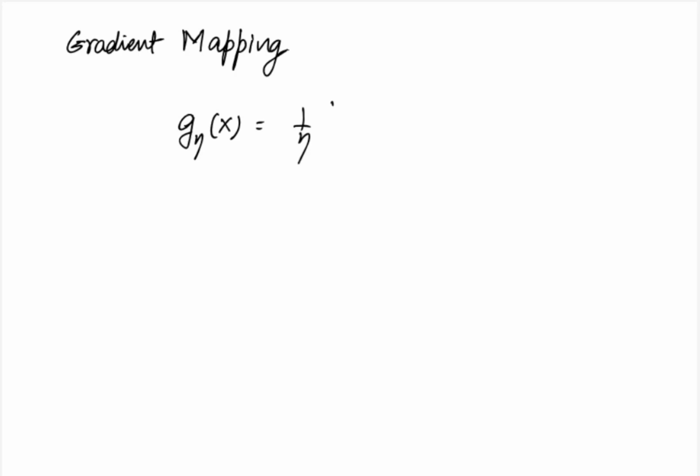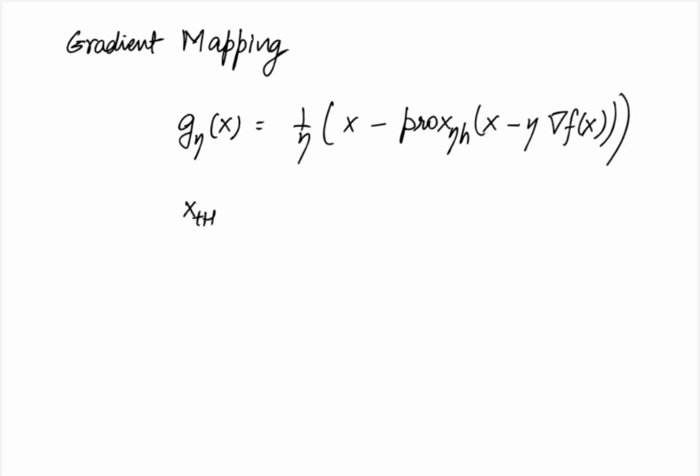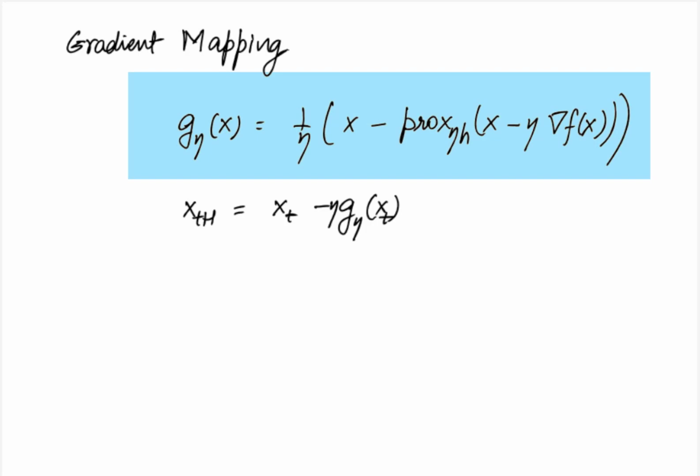The analysis of the proximal method is largely similar to that of the projected gradient and subgradient methods. The gradient mapping here is defined as g_eta of x equal to 1 over eta times (x minus prox with respect to eta h of (x minus eta gradient of f of x)), so that the updates can be written as x_{t+1} equal to x_t minus eta times g_eta of x_t. So for this case also the optimality condition can be written as g_eta of x star equal to 0.